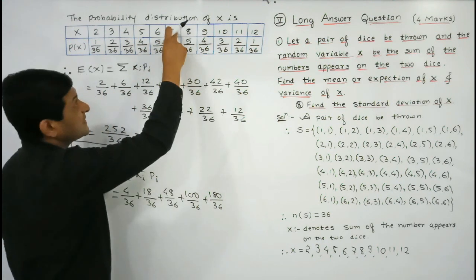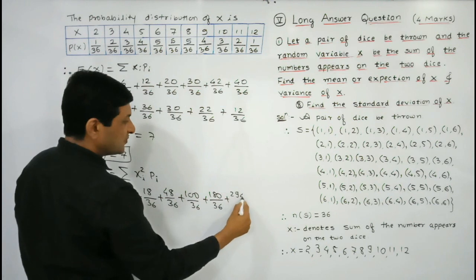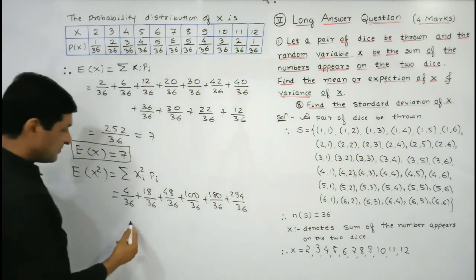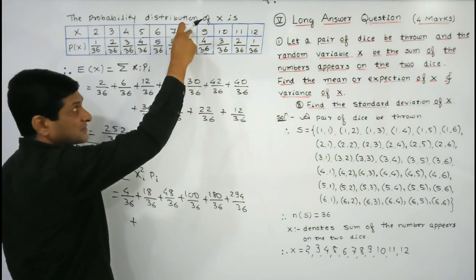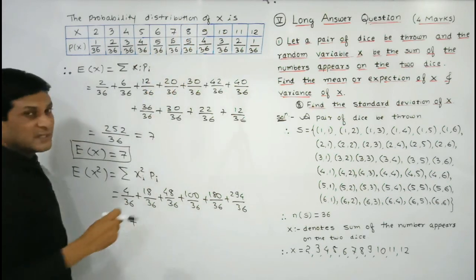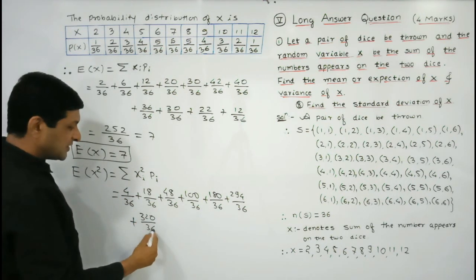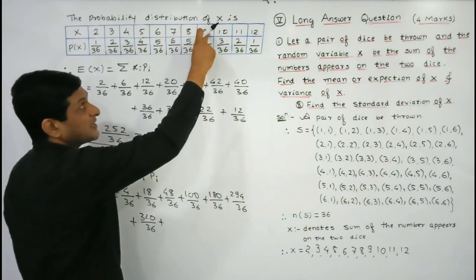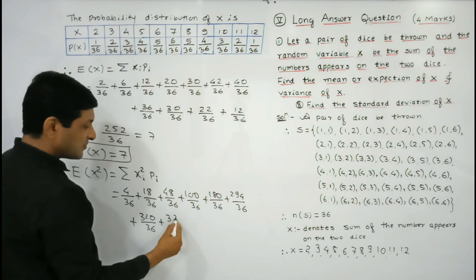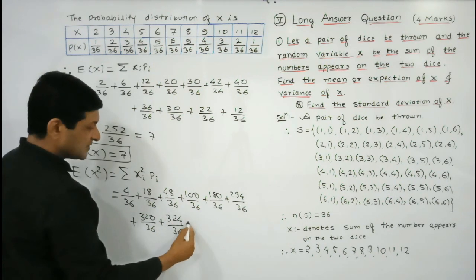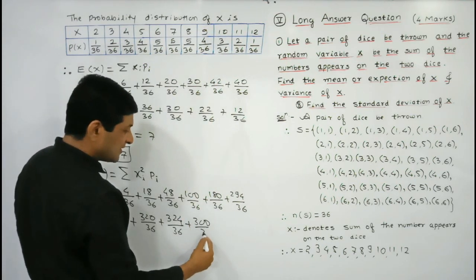180/36. Then 7 square is 49, 49 into 6 will be equal to 294/36 plus, then see here, square of 8 is 64, 64 into 5 will be 320, 320/36 plus square of 9 is 81, 81 into 4 will be 324/36 plus square of 10 is 100, 100 into 3 is 300, 300/36.